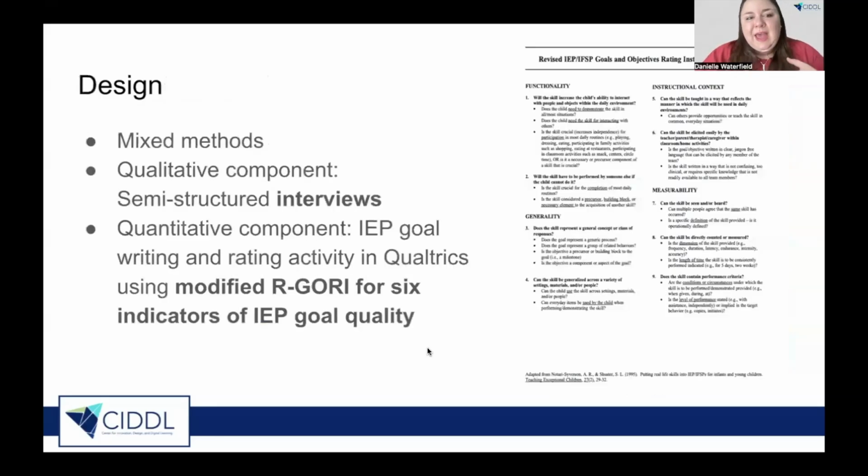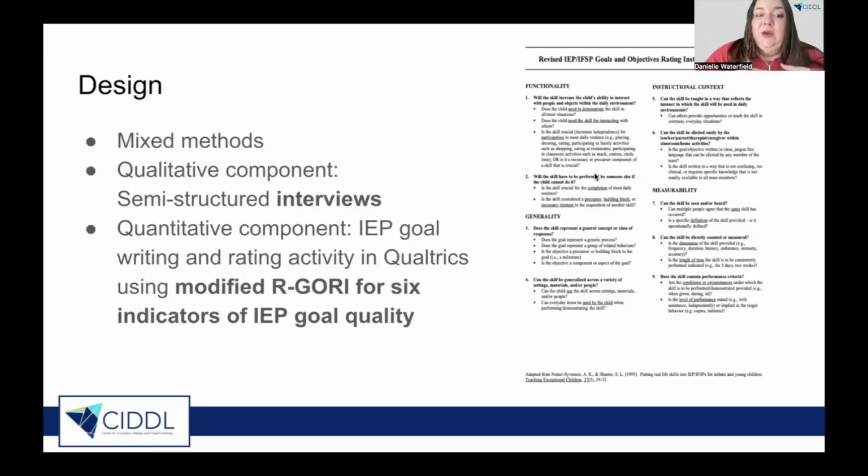And when we did that, we used a mixed methods design in our study where we interviewed about a third of the participants who were all special education teachers with at least some degree of experience writing IEPs and implementing IEPs. And then for the quantitative component, we had these experienced special education teachers write IEP goals first just by themselves. We gave them a provided scenario and they just had to write one IEP goal based on that scenario.